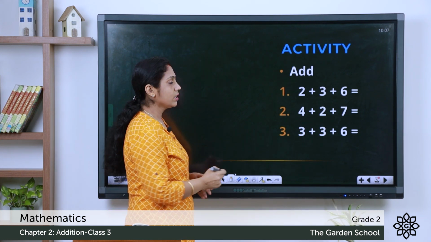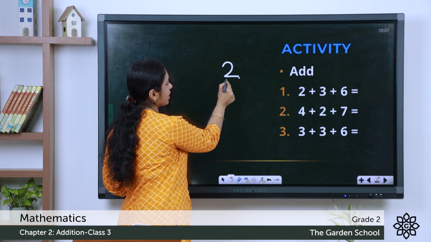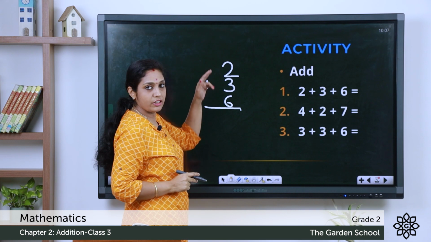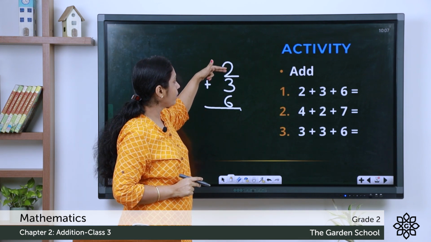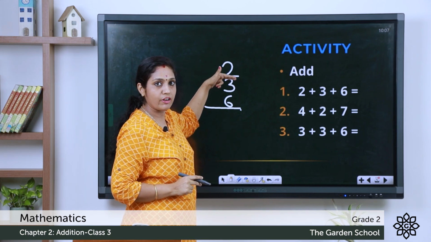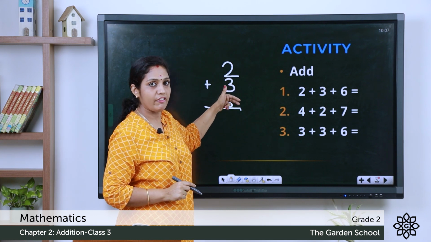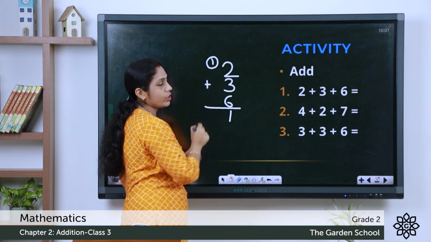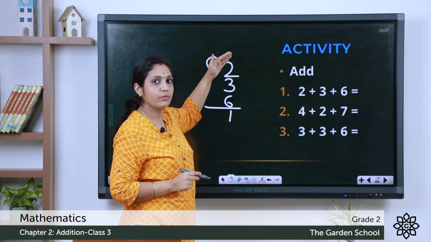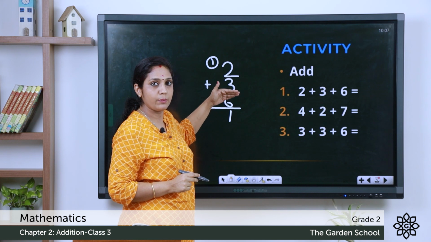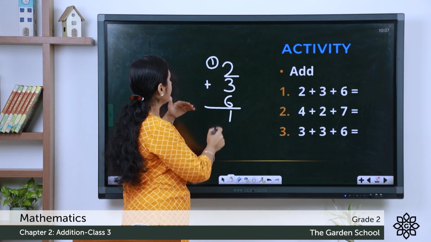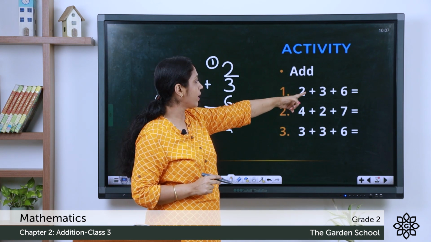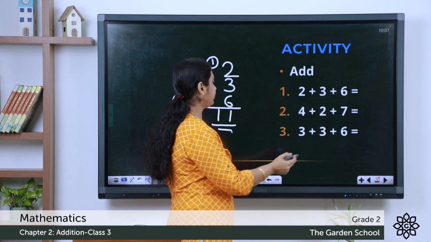The first one, 2 plus 3 plus 6. So first we'll add the first 2 digit numbers. 2 plus 3 is 5, and 5 plus 6 we get 11. So that one we'll write here, and the other one we are going to carry over to the tens place, and that one we are going to write down because there are no other numbers in the tens place. So we have 11. So what is the answer for the first question? 2 plus 3 plus 6 is 11.